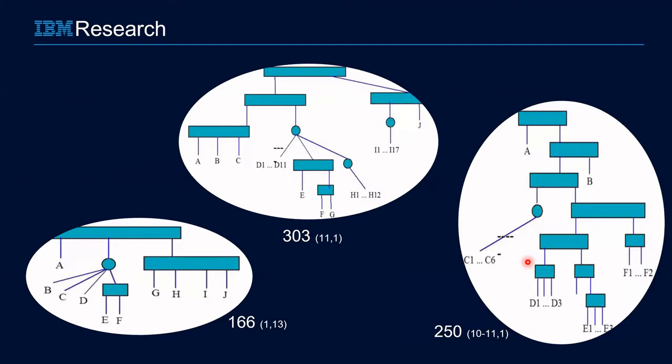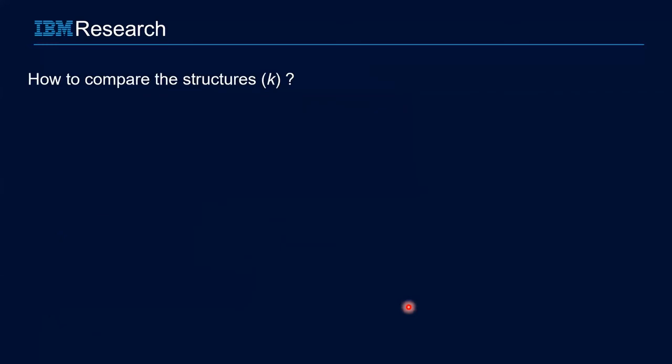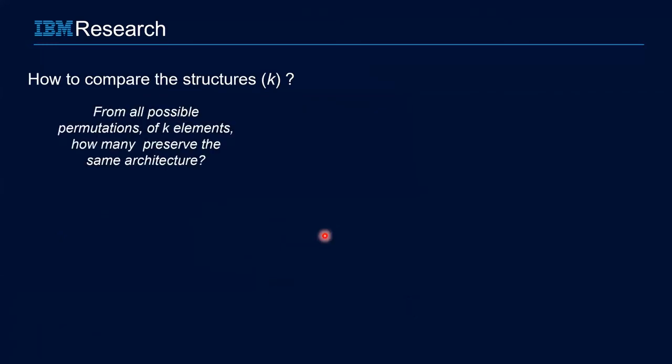To motivate the next problem, let's look at three clusters. Of course, one of the characteristics is the number of genes involved. And computing statistical significance, or z-score, is an important problem. And you immediately see that you need to do some kind of scoring of this architecture that you are seeing here. So how do you compare the structures, or how do you make that evaluation? So we pose the problem as follows: from all possible permutations of the genes, how many of them preserve the same architecture?